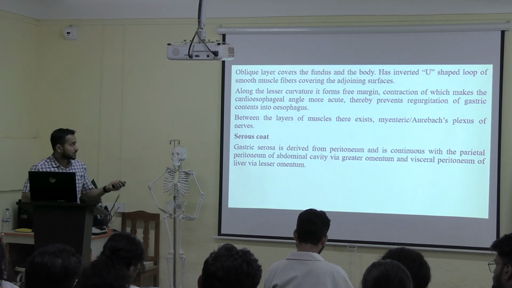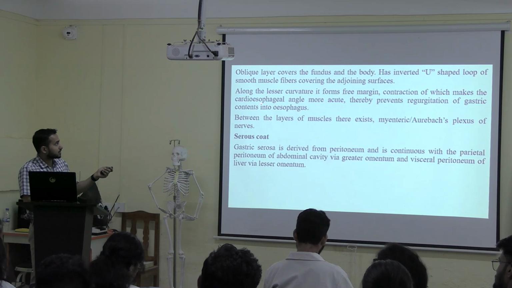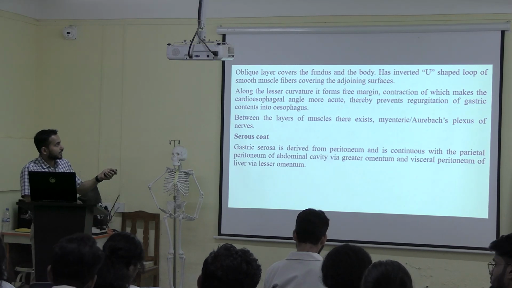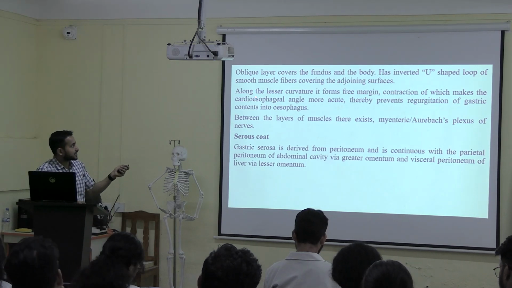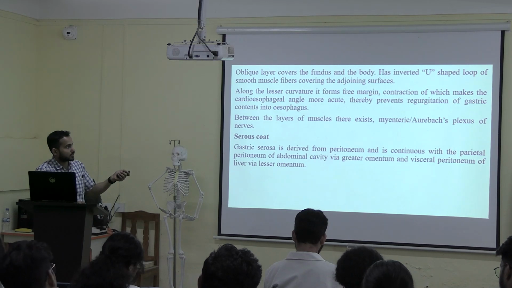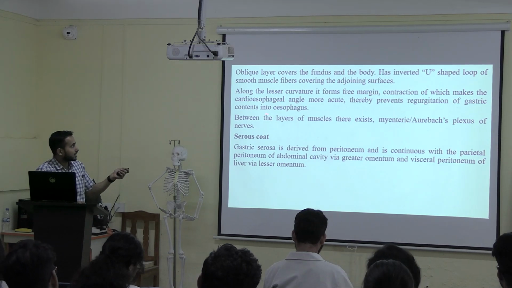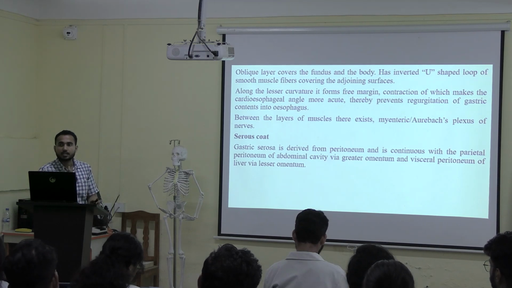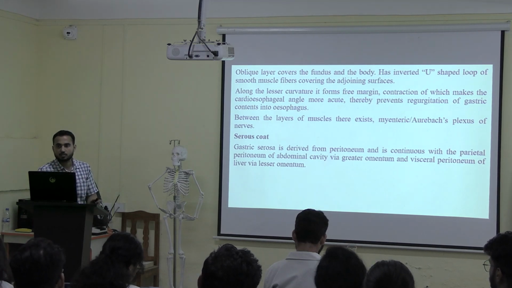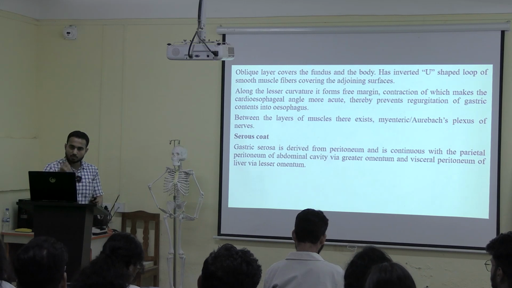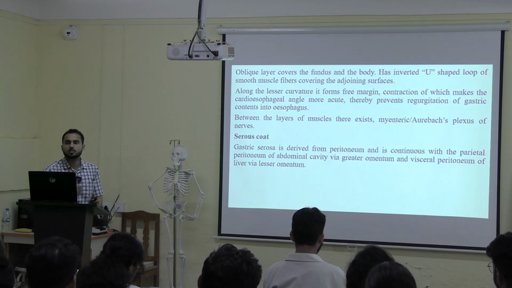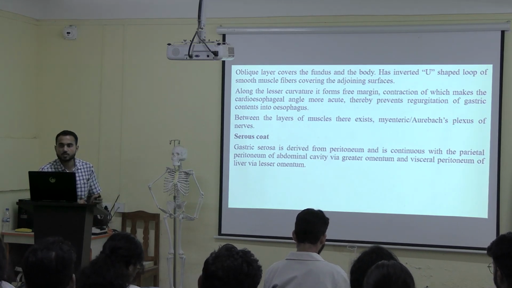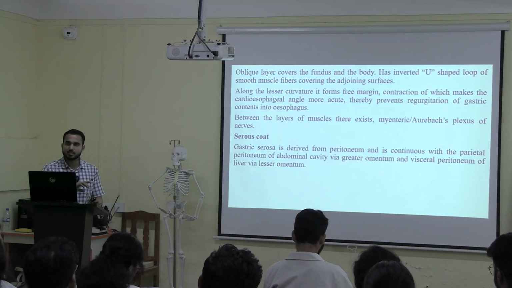Okay, why? Because of this particular muscle. Along the lesser curvature, the contraction of which makes the cardio-esophageal angle more acute, thereby preventing the regurgitation of the content into the esophagus. That is because of the active contraction of the inner oblique layer. Or else every time whenever the stomach will contract, the food material will go to the esophagus, which will cause damage to the mucosa of the esophagus, because the mucosa of the esophagus is not the same as the mucosa of the stomach.